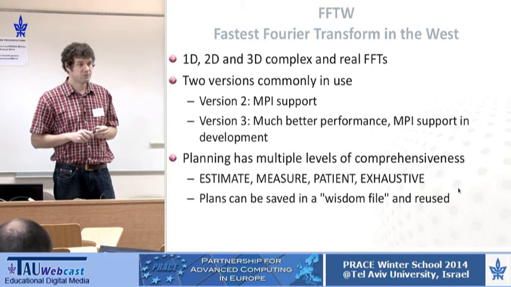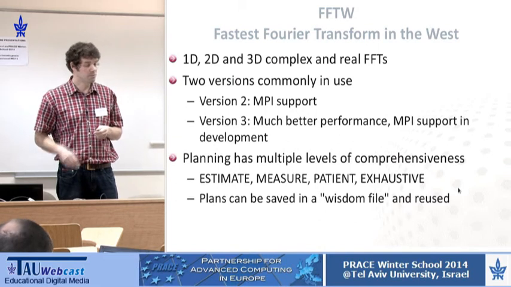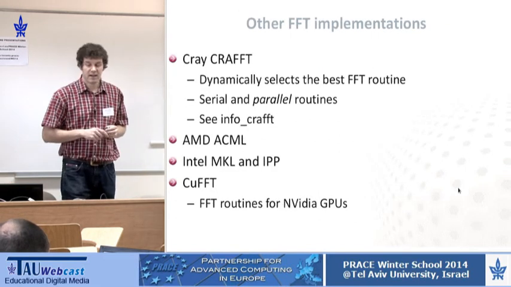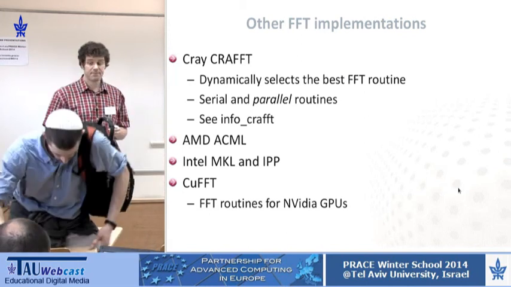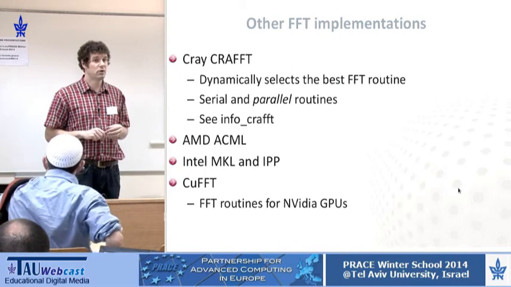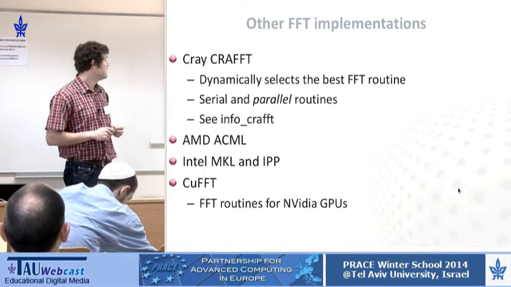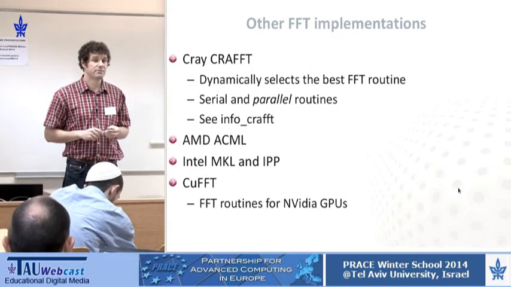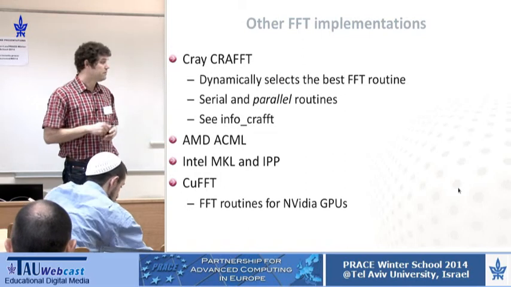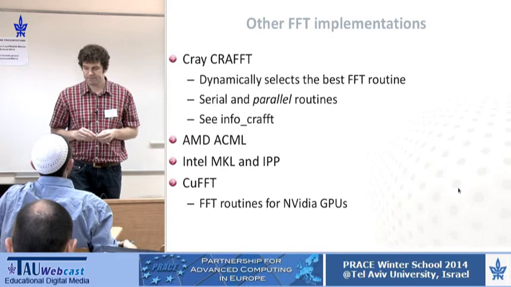And typically the performance that you can obtain from FFTW is quite good. Cray has their own FFT implementation, where you have also a parallel option using MPI. AMD has some. Intel MKL has some FFT functionality also. And there are also some FFT libraries for GPUs available, such as CUFFT.